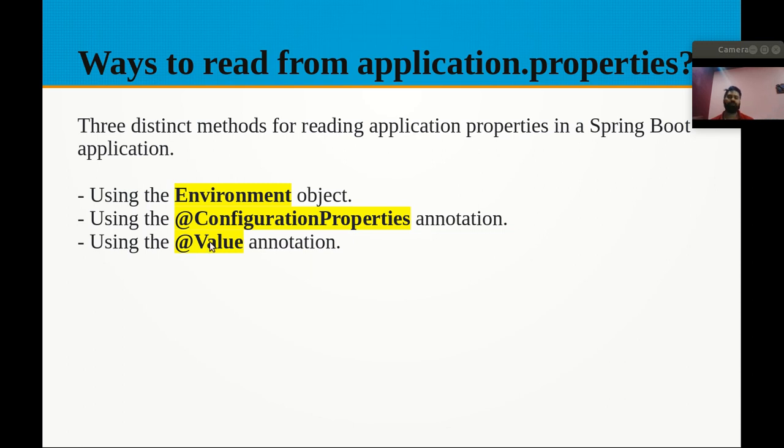And if I have to fetch just one or two properties, then we use @Value, and with the Environment object also we can fetch them. So these are the three ways by which you can read the application.properties file in your Spring Boot project.